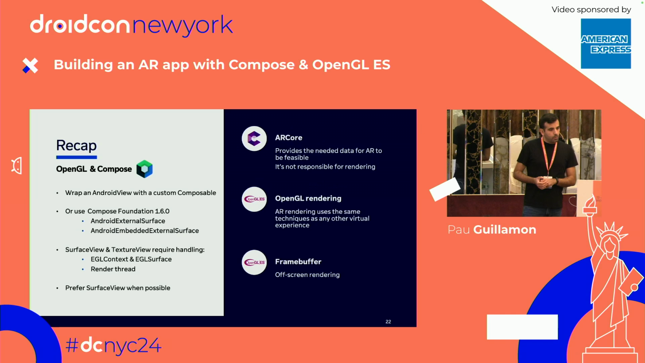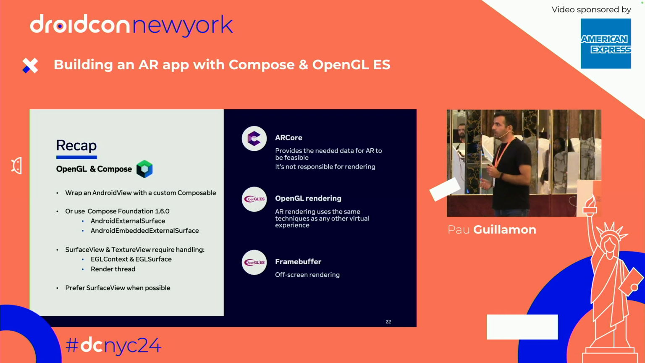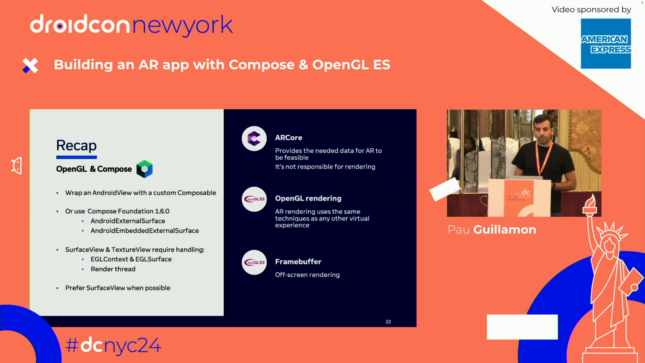So final recap, we've seen how to combine Compose and OpenGL. We have created a custom composable using an Android view, and we have also seen how Compose Foundation provides us with AndroidExternalSurface and AndroidEmbeddedExternalSurface. And we've seen the difference between SurfaceView and TextureView. And still that with those we have to handle the EGL context and the EGL surface, and we have to handle our render thread as well. And prefer using SurfaceView instead of a TextureView if you can.